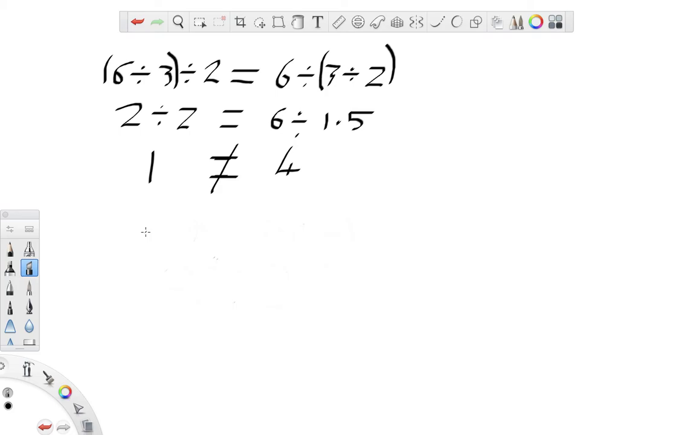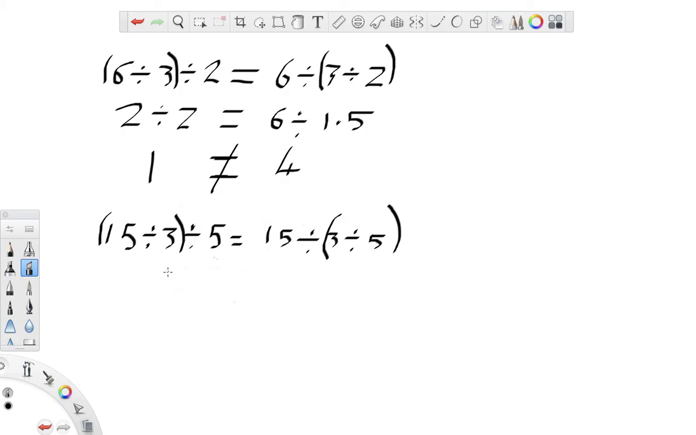Let's just have a look at another example. So if we had 15 divided by 3 divided by 5. Let's see, if I just write that on the other side. So 15 divided by 3 divided by 5. If I just put the brackets around. So for this first part, I'll put the brackets here. And then for this part, I'll put the brackets around here.